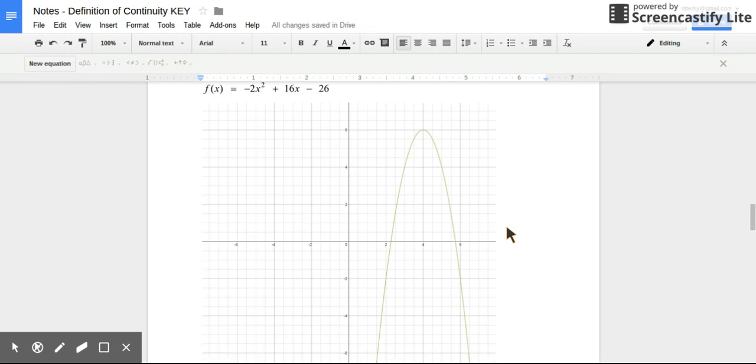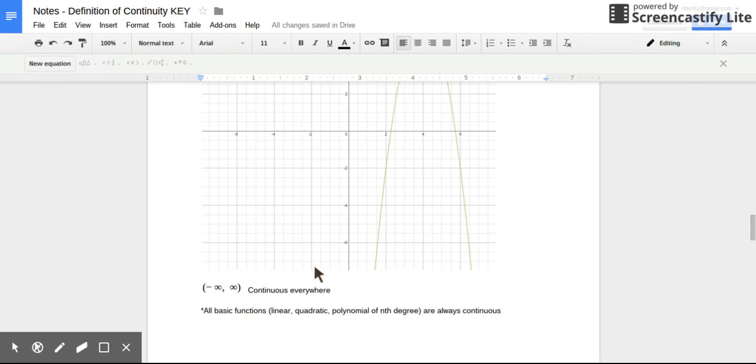are always continuous. So to describe a function that is always continuous, we can use interval notation and say negative infinity to positive infinity using parentheses because we cannot contain or define infinity. Or we could say it in words. It's continuous everywhere.